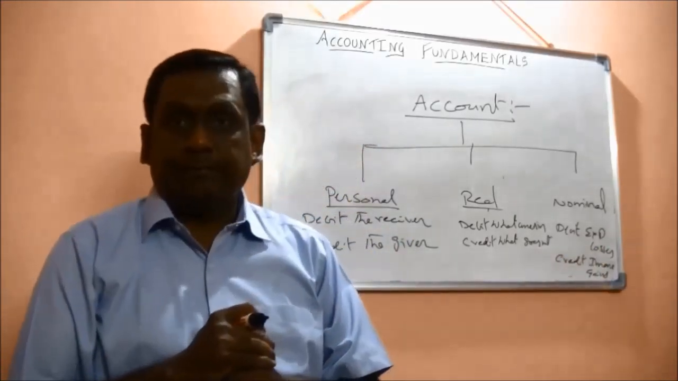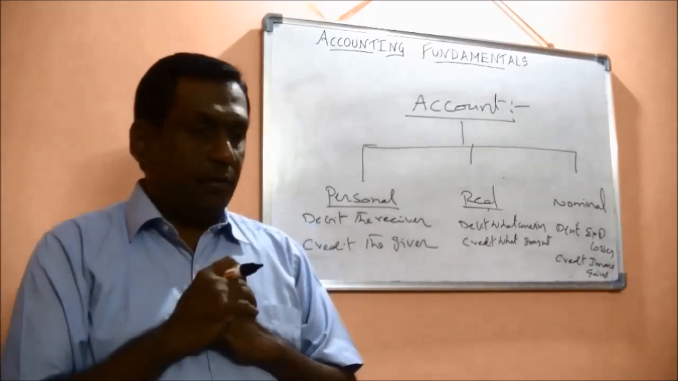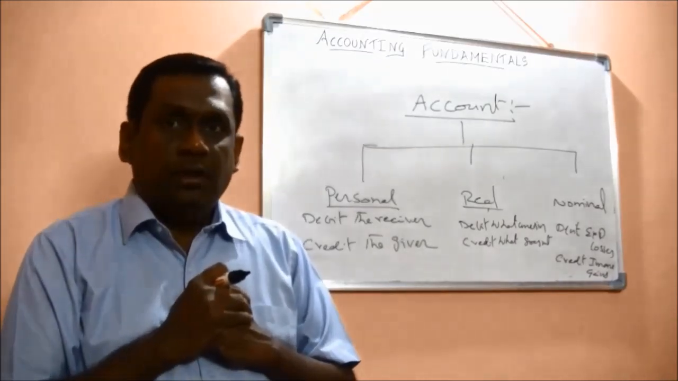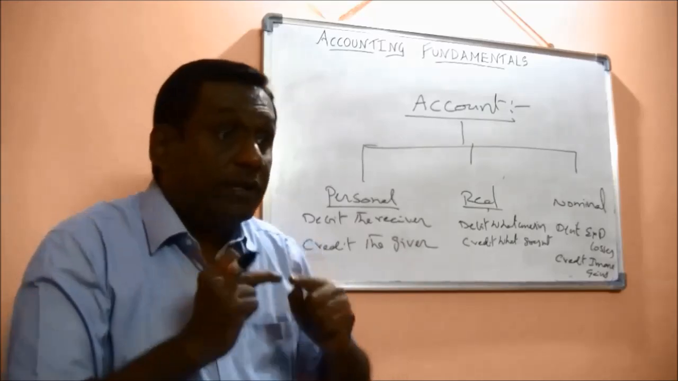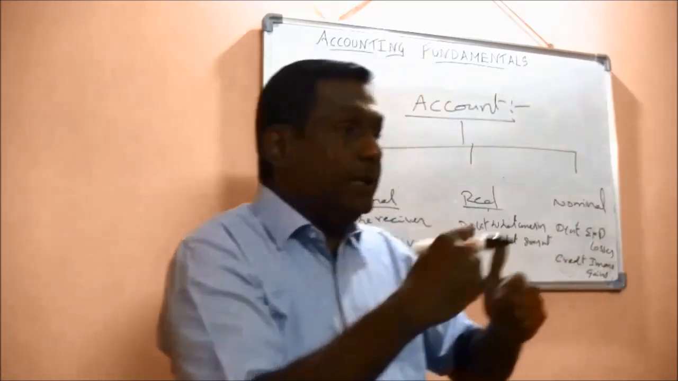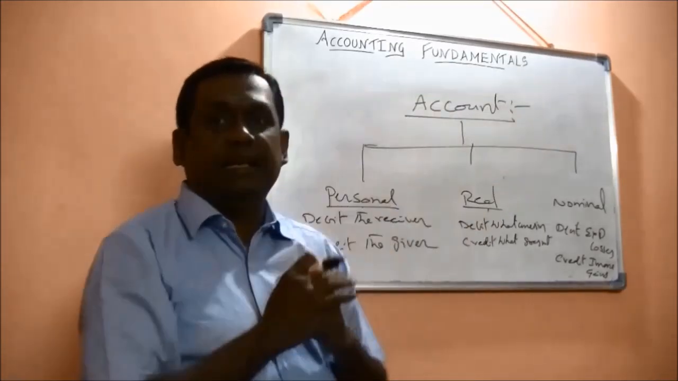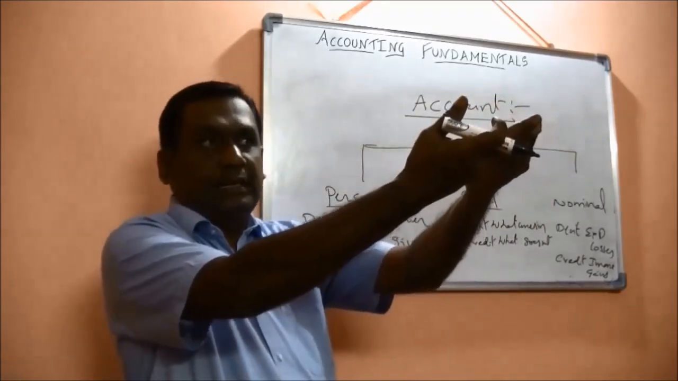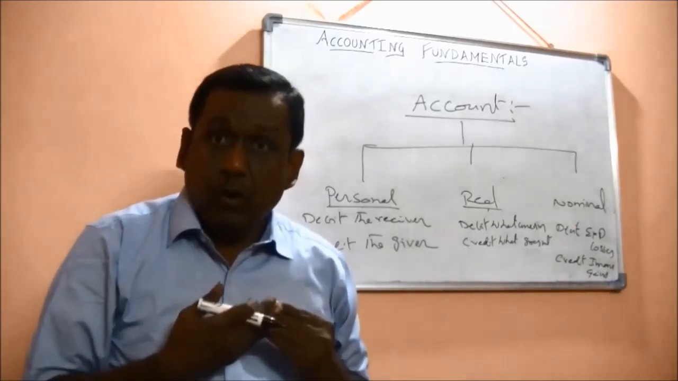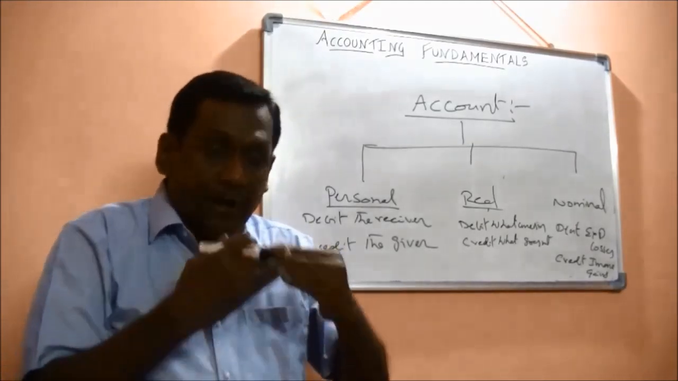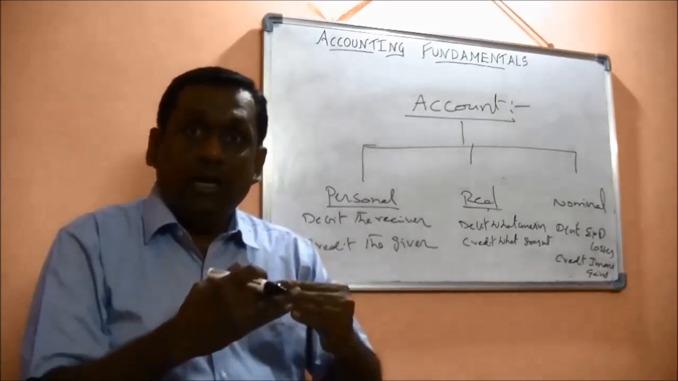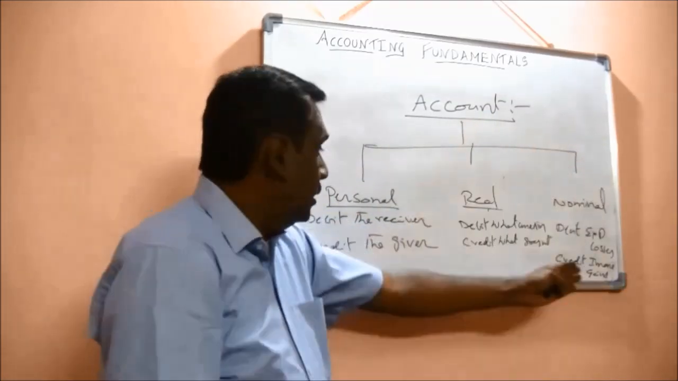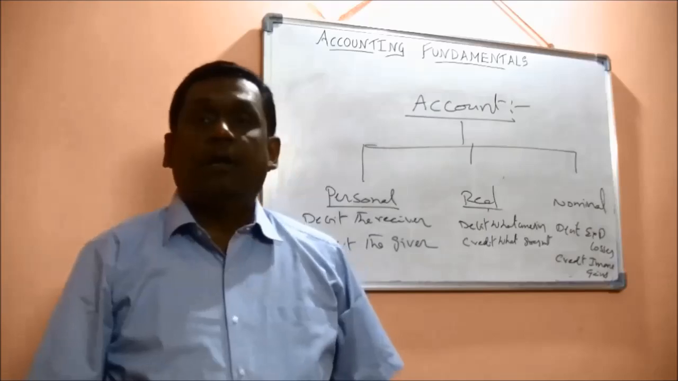Credit aspect. All incomes and gains should be credited. What definition did I tell you about income? Any amount received by the business for the services provided. Since the business is providing services, it is receiving the amount, right? So income will be generated only when the business provides the services. So it is a giving aspect. So this is called a credit.